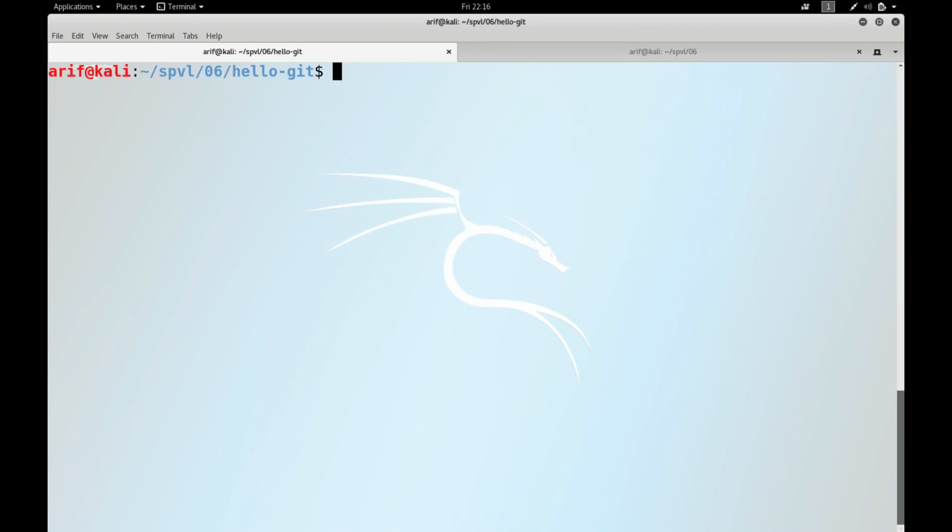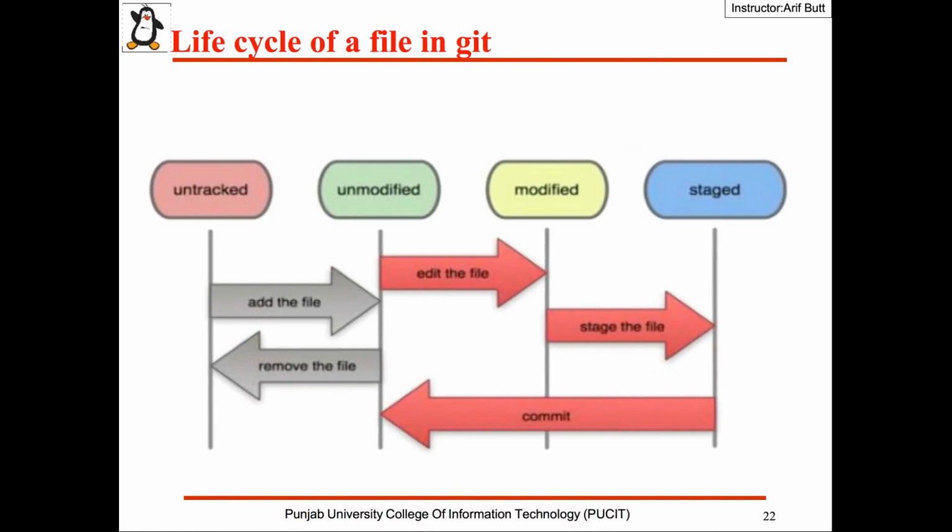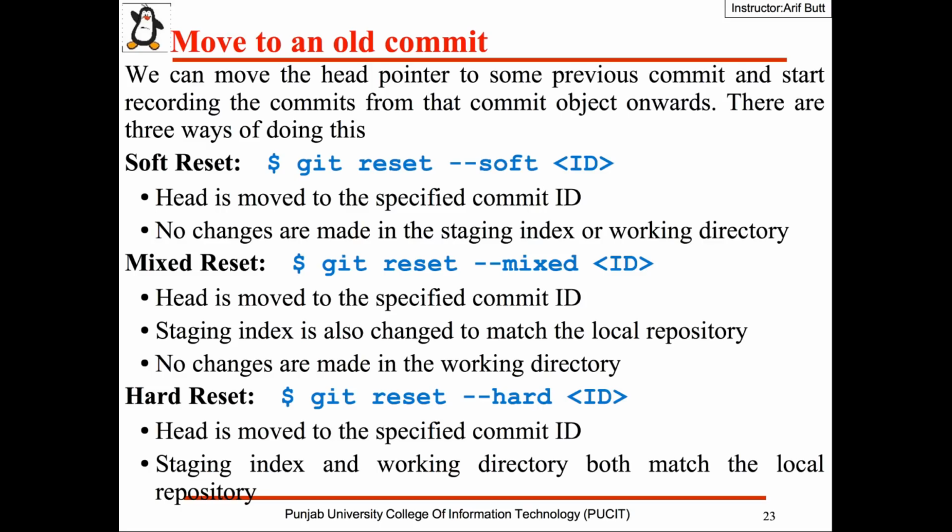Okay, one last thing before I close this session is moving to an old commit and restart doing things from there. Let us see this on the slide first, and then we'll fall back onto the terminal. Well, dear students, we can move the HEAD pointer to some previous commit and start recording the commits from that commit object onwards. Well, there are three ways of doing this: the soft reset, mixed reset, and hard reset.